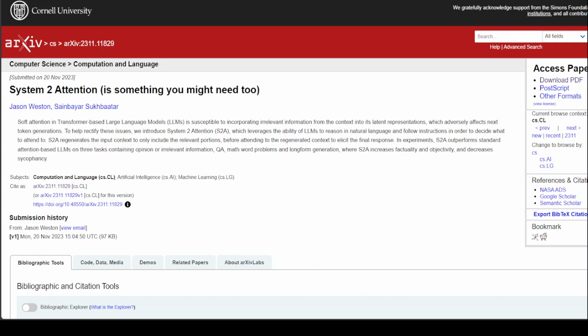If you look at traditional transformers such as Llama 2 70 billion chat, Da Vinci, and a few others, they often erroneously incorporate irrelevant details from their input context, leading to less factual outputs, especially in cases involving opinionated or extraneous information. Let me show you a few of the examples from their paper.